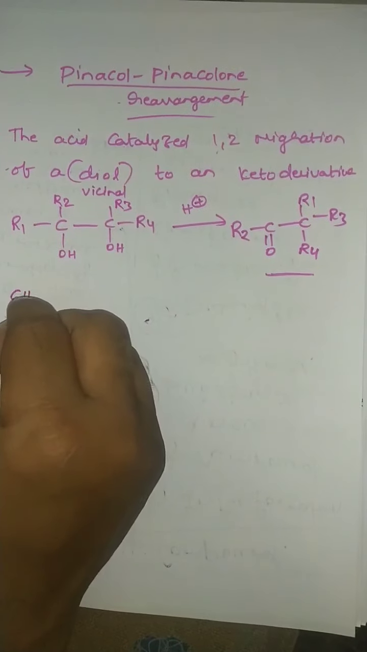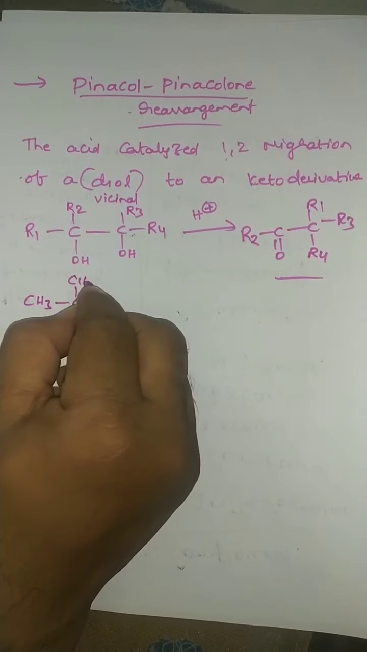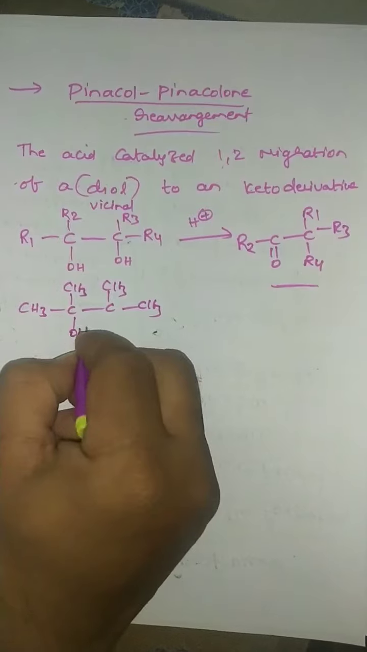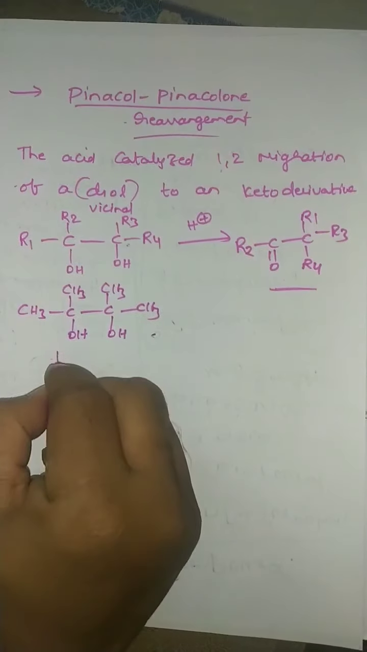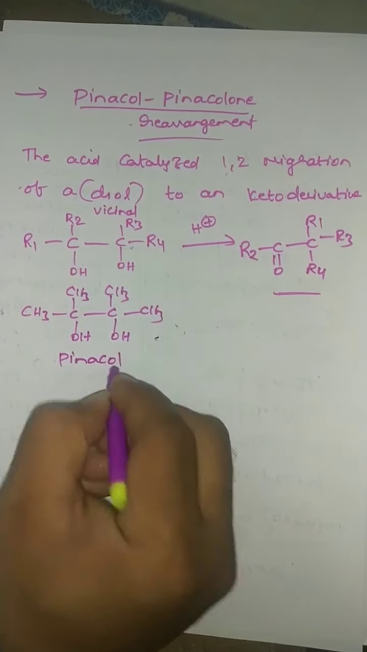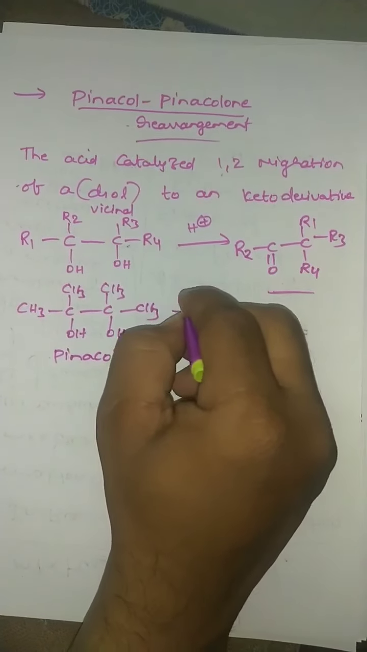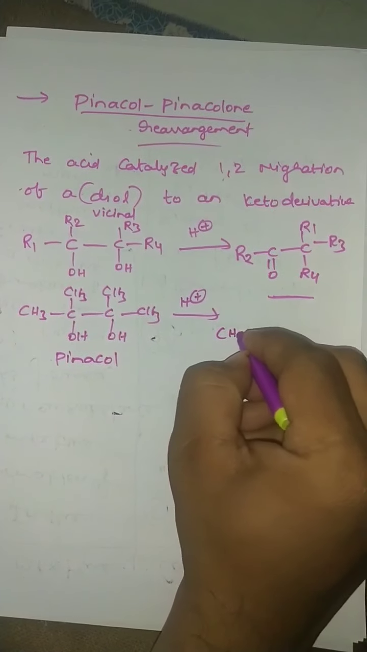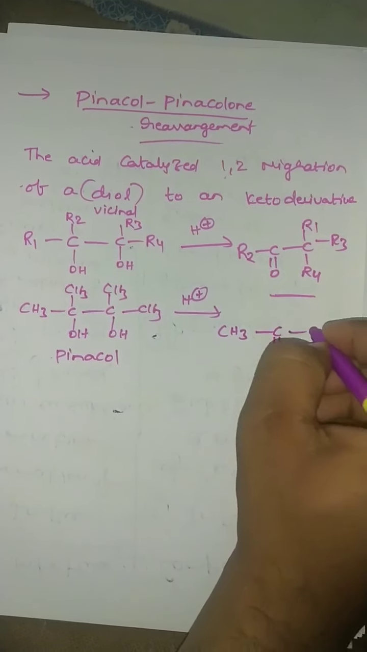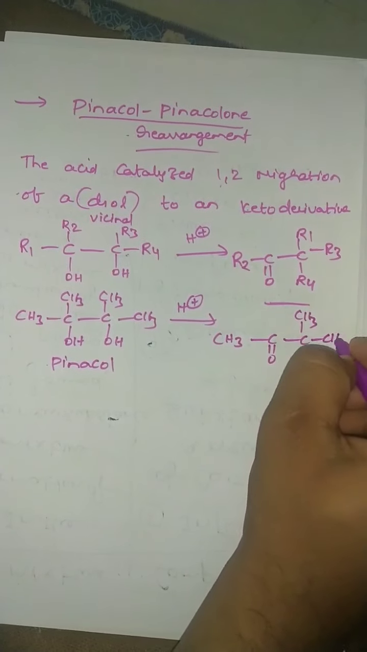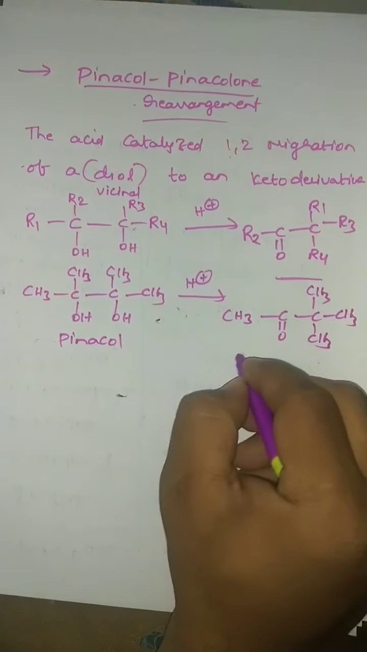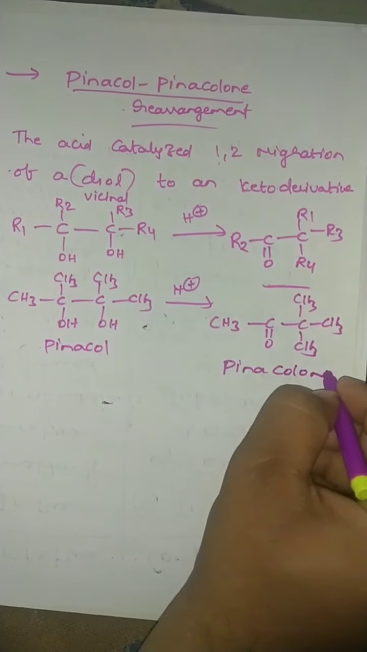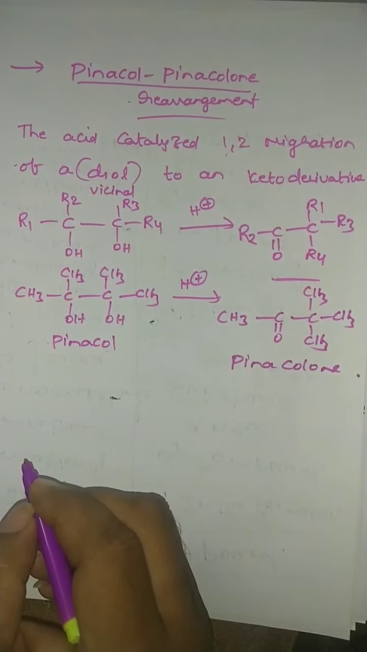For example, if you take a symmetrical simple one, suppose you take this type, we call this one pinacol. What do we call this one? Pinacol, in the presence of H+. What happens here? All alkyl groups are the same. No problem, easily we can write the product. This one. So what do we call this one? Pinacolone. Right? This is called the pinacol-pinacolone rearrangement.